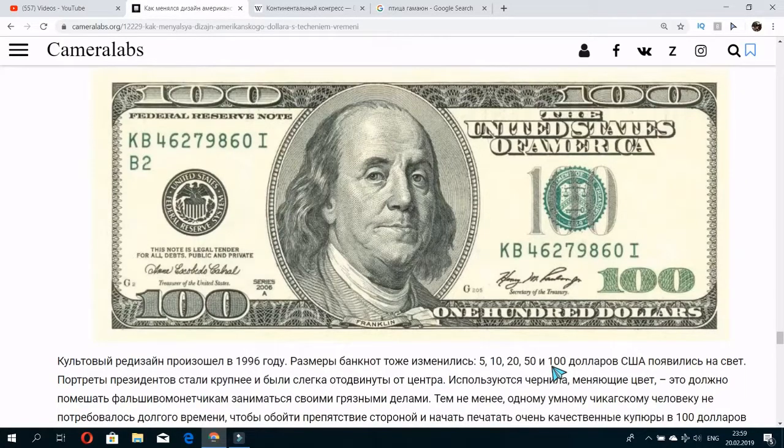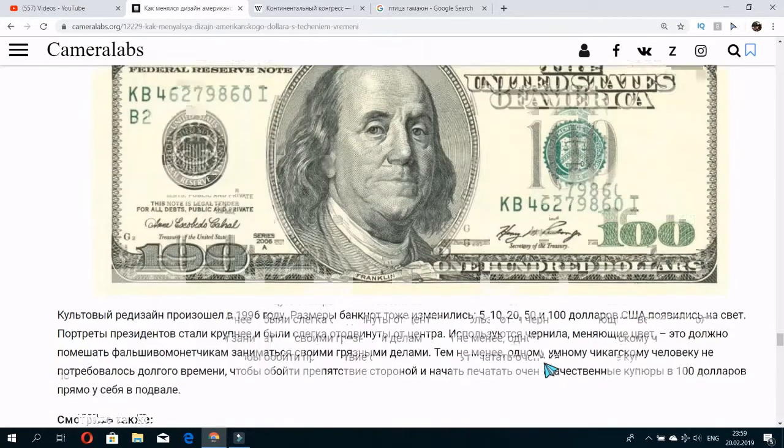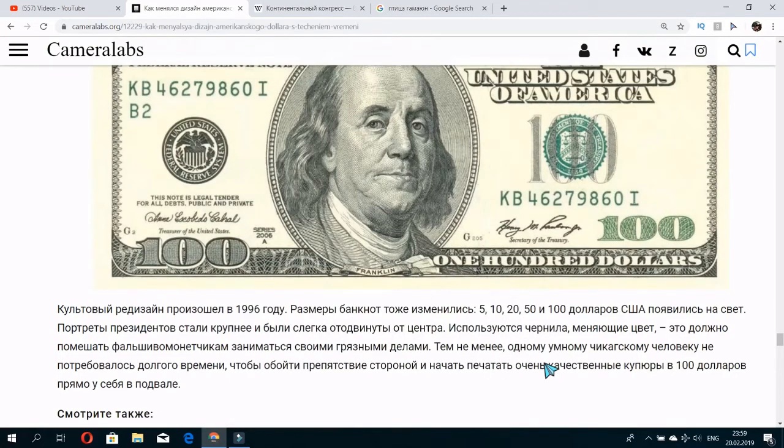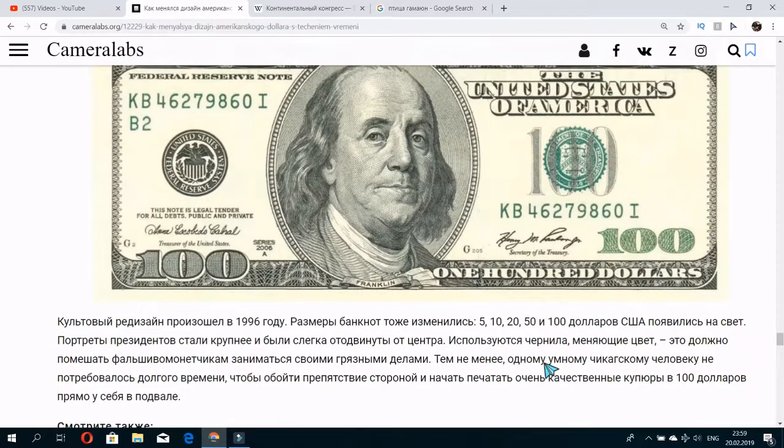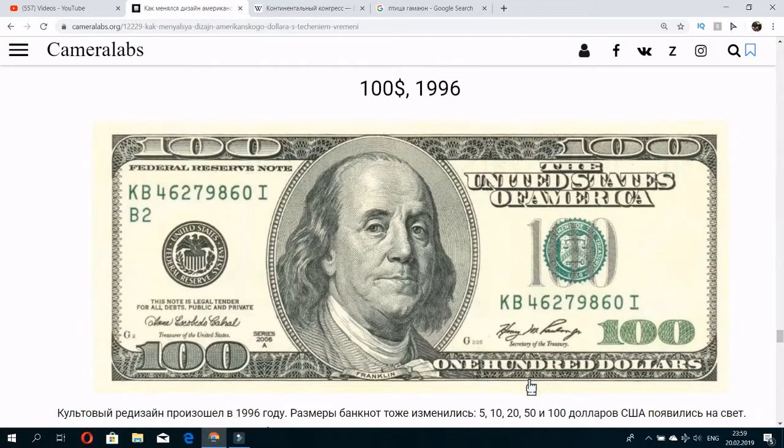Some presidents became larger, and they were pushed from the center of the picture. Some were changing the color and something like this. So even as we know that history changes, the money shows a lot.